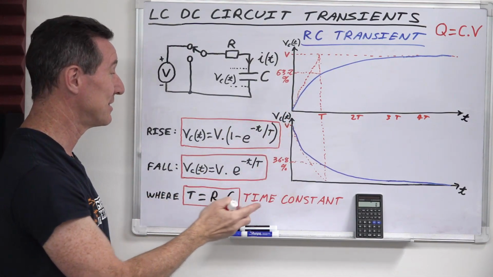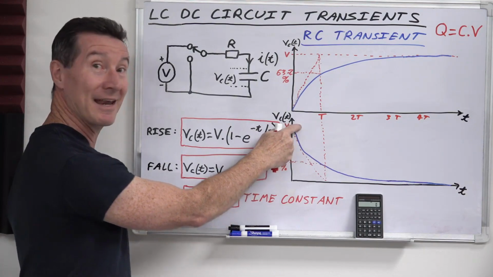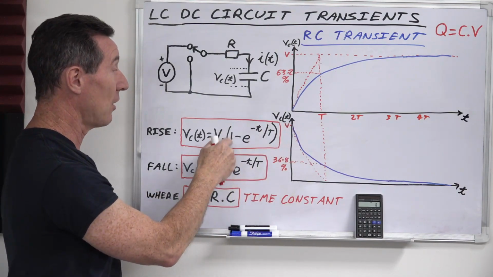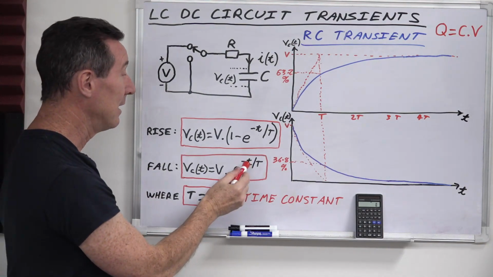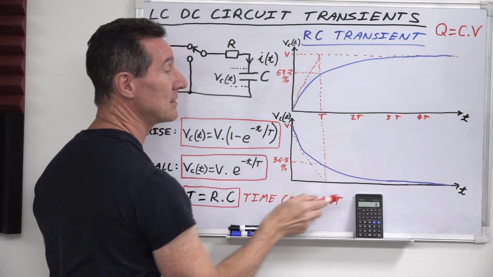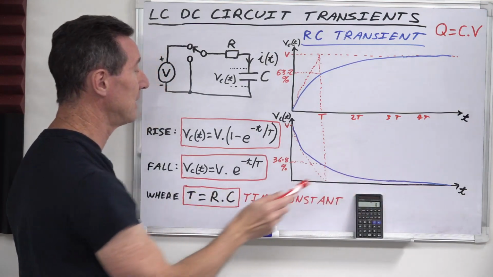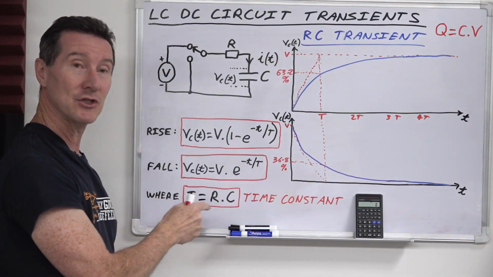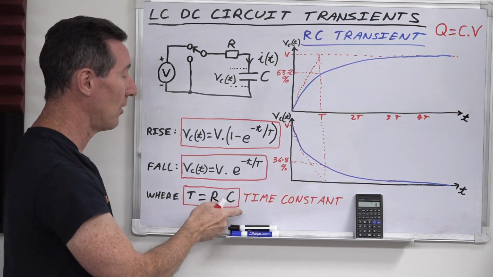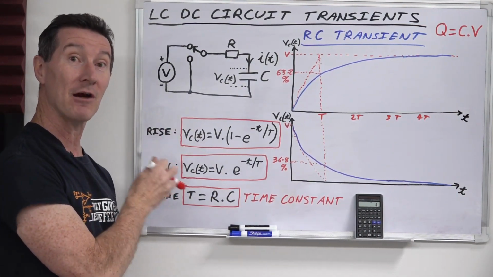It just means you start out at 0, whereas this one, we don't start out at 0, we start out at V, so we don't have the 1 there. But it's exactly the same equation. Once again, it's negative t, which is the actual time, over capital T, which is our RC time constant. Just multiply the resistance in ohms by the capacitance in farads.